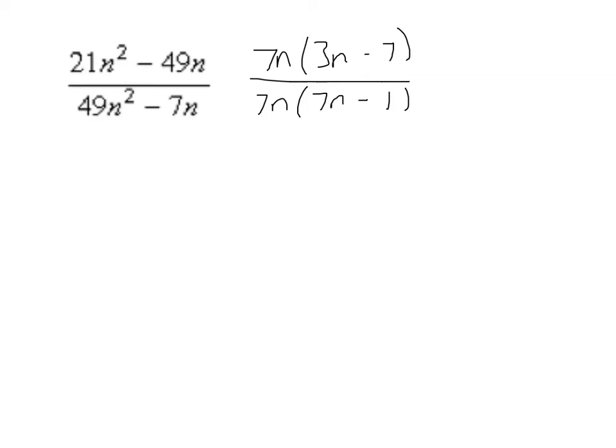Now we've taken a problem that has monomials being added and subtracted to now we have a monomial times a binomial. The creation of that multiplication allows us to cancel if possible, and the 7's cancel and the n's cancel, so we're left with 3n minus 7 over 7n minus 1. That's as far as you can get. Again, because of the minuses in there, we cannot cancel these n's out. So this is done.